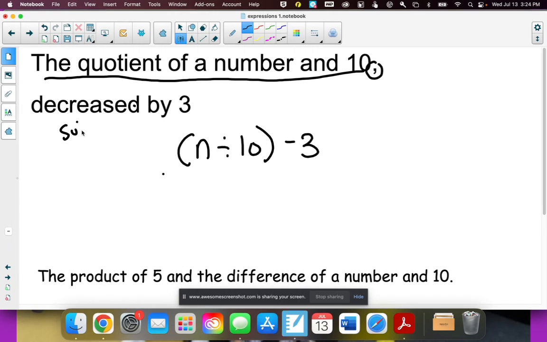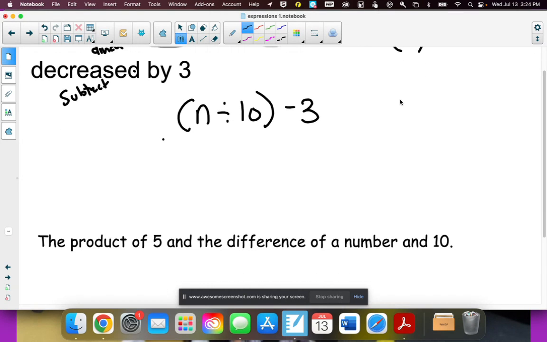So that is subtract, right? And the quotient means to divide. And again, the comma means that we need parentheses. You're showing that you're doing what's in the parentheses first.